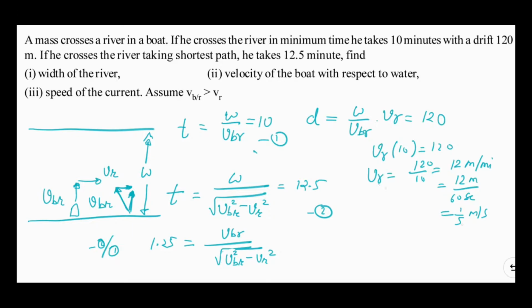Now this VR is known to me, it is 0.2. If I put VR here, I can easily solve this expression for VBR. And by knowing VBR, I can get the width of the river. So all the desired quantities in the question can now be calculated. Now the calculation part is left to you. Thank you.